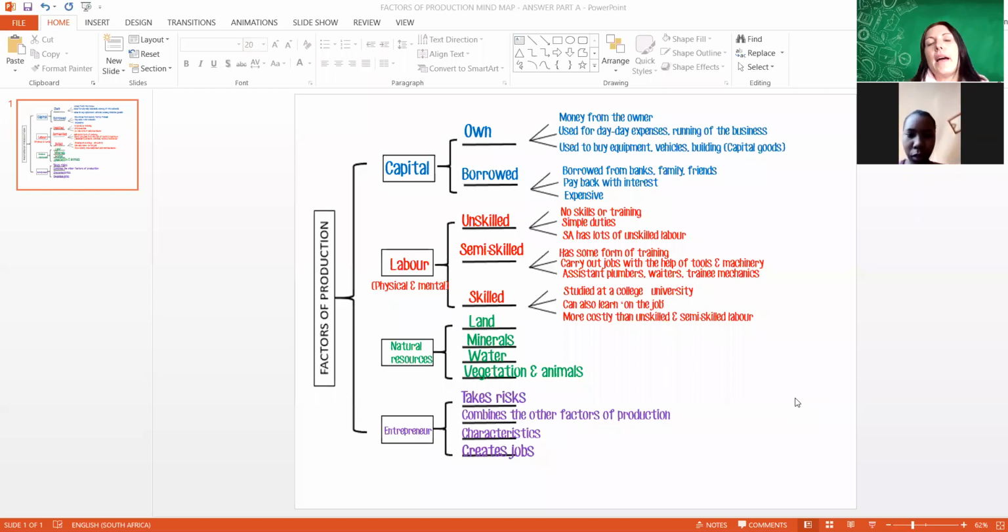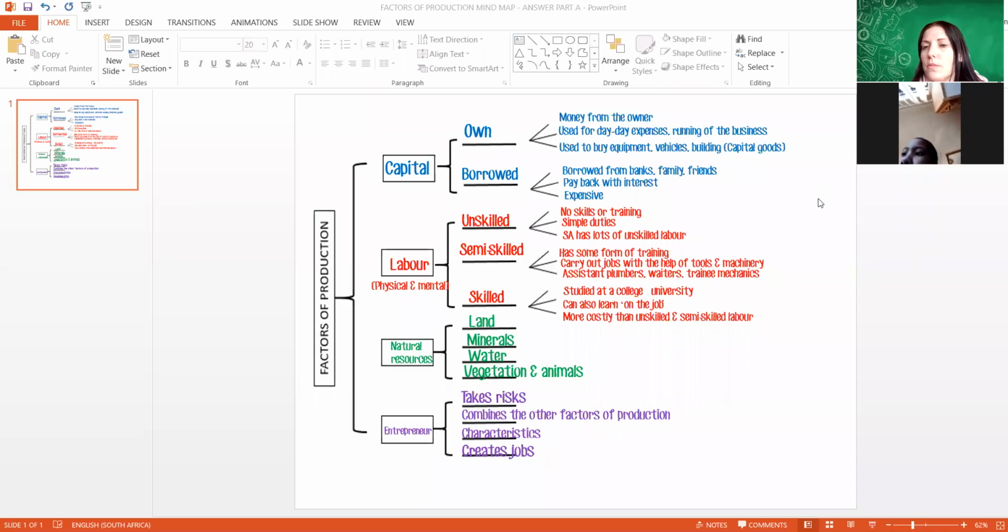Okay, so if we look at capital, then we said in business or economics or even in accounting, we differentiate between own and borrowed capital. Now, what is the difference? Own capital, and now you can check what you've written over here, is when you as the owner put your own money into the business to start that business. So that could be money that you've saved over the years, or if you in your personal capacity took out a loan, that can be own capital.